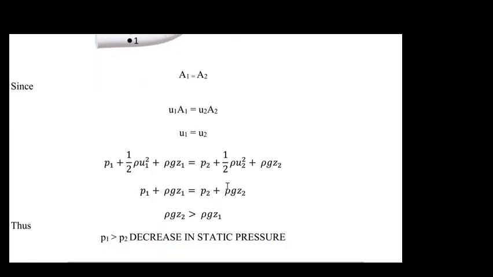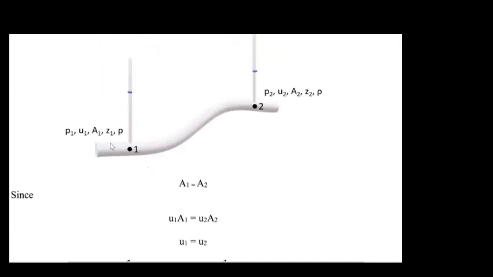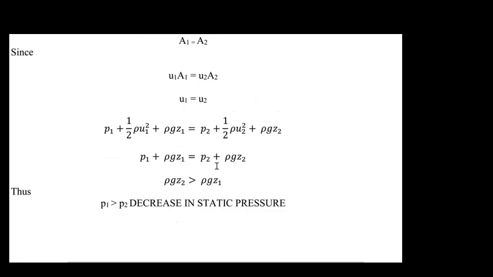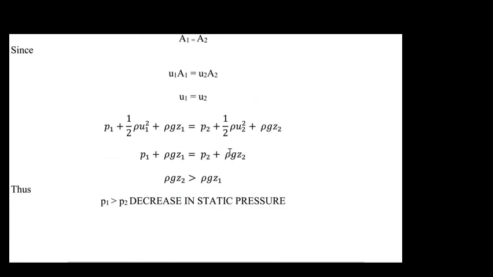Now, clearly rho g Z2 is greater than rho g Z1. Z2 is greater than Z1. We've increased in height, so we're gaining potential energy. So if this term is going up, this term must be going down for it to remain equal. So P1 is greater than P2. We've got a decrease in static pressure.